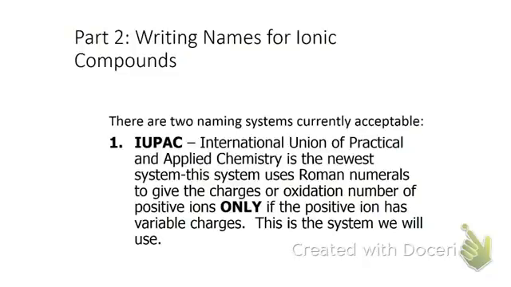There are two naming systems that are recognized when we're naming compounds. The first one is the one that's listed here. It's called IUPAC, and there's what it stands for. The other one is called the Stock naming system, which we don't really use in here. We use it in pre-AP, but not in here. But sometimes one will show up, and if it does, I'll just tell you what it is.